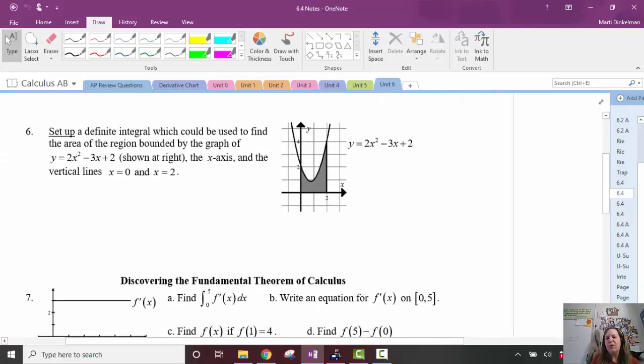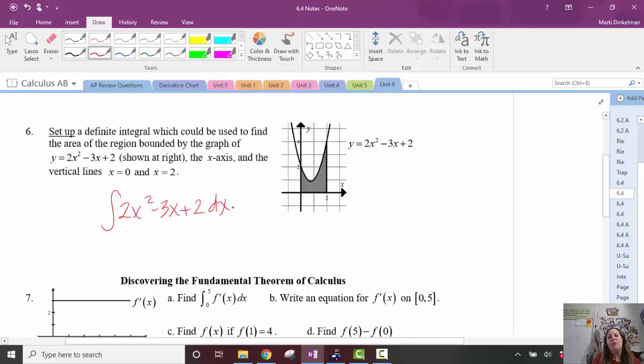Okay, so this one just wants us to set up the integral, and does it want us to find it? I don't think it wants us to find it. So it just is kind of getting us used to the fact that we're finding the area under this curve. So we set up an integral, which should have a dx at the end.